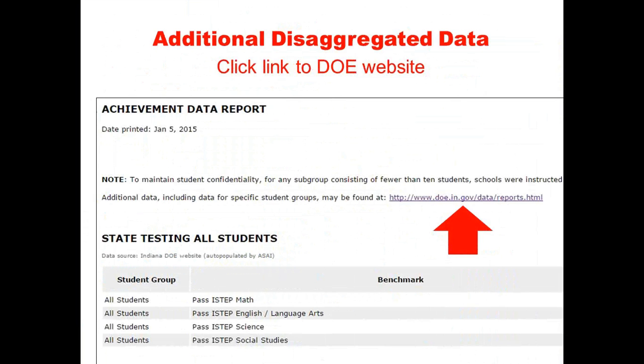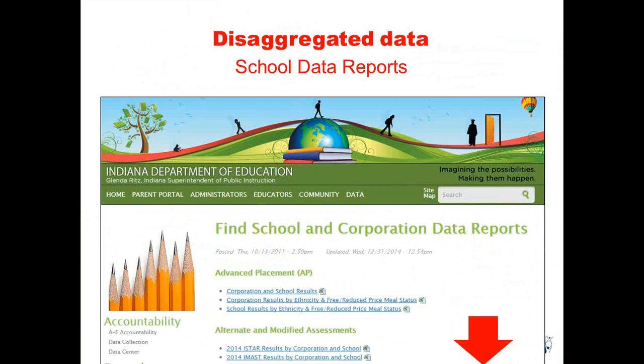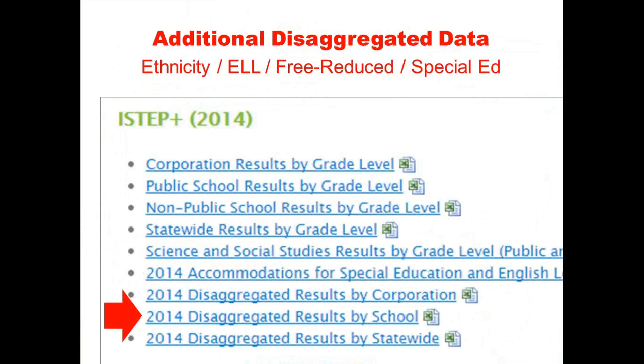I come to a screen that looks like this, and you'll see that there is a link there that will take you to a DOE page. So if I click on that link, I go to this DOE page, and then if I scroll down on that page, I find this set of I-STEP reports that includes the 2014 disaggregated results by school.